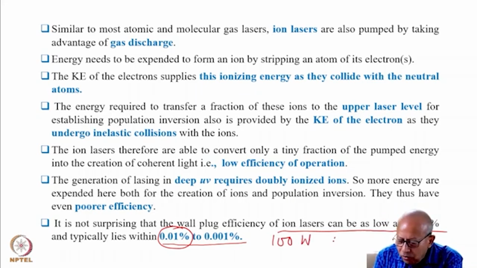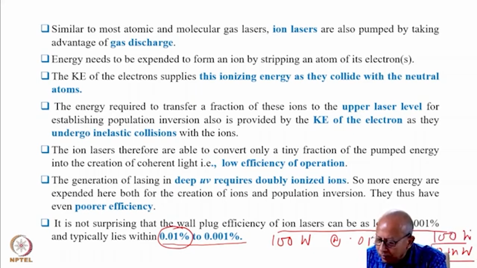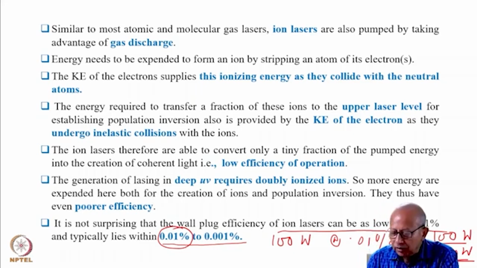Therefore, at 0.01% efficiency, this laser will produce coherent light of power which will be just 10 milliwatt. Just imagine, you are drawing 100 watt and you are producing coherent light whose power is just 1 milliwatt. Incredibly low operating efficiency. So why do you at all go for such laser?